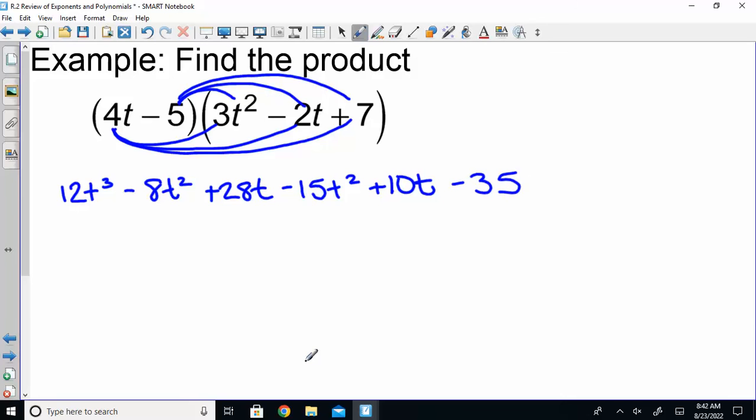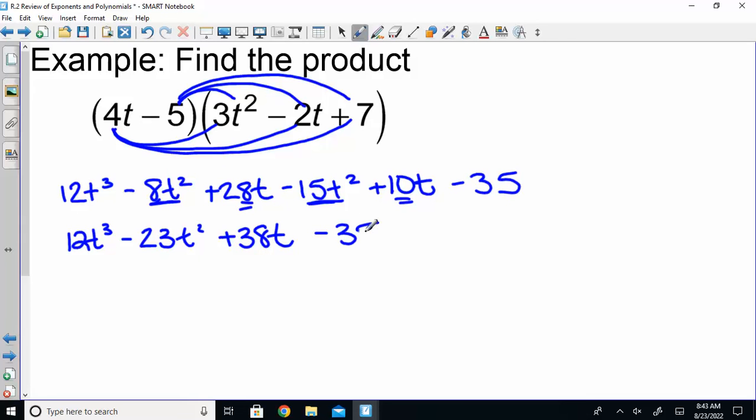Am I done? No. Why not? You're going to add, subtract your like terms. Okay. Negative 8t squared and negative 15t squared. 28t and 10t. All right.